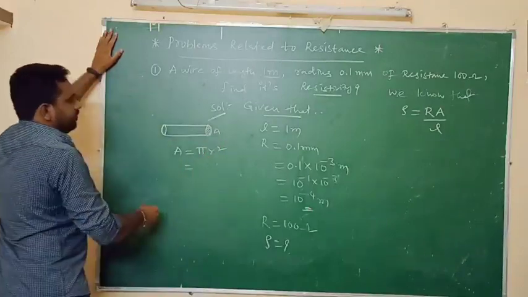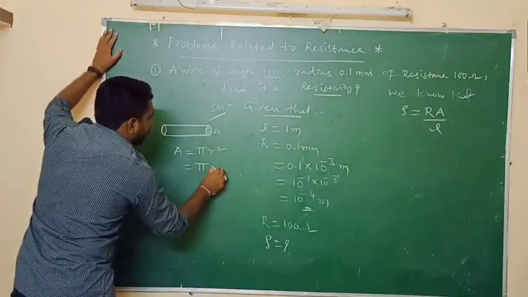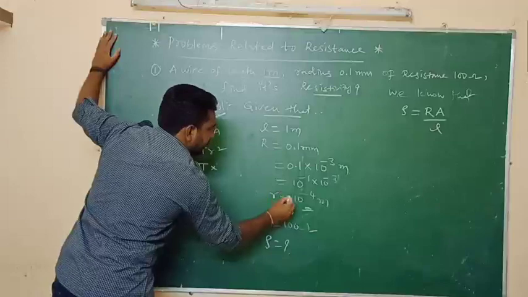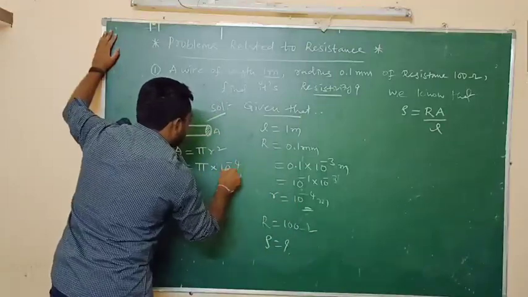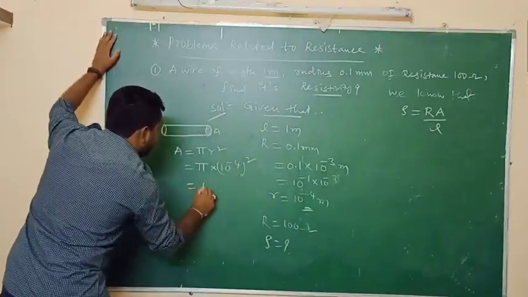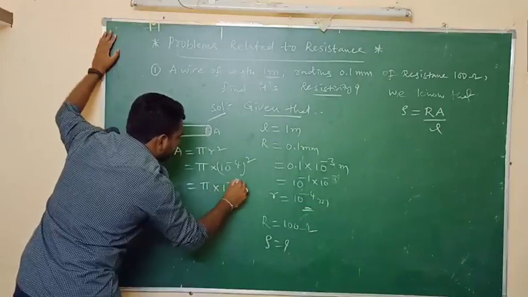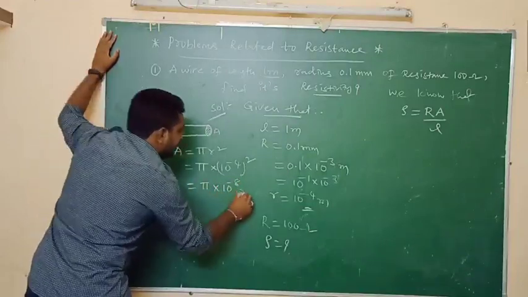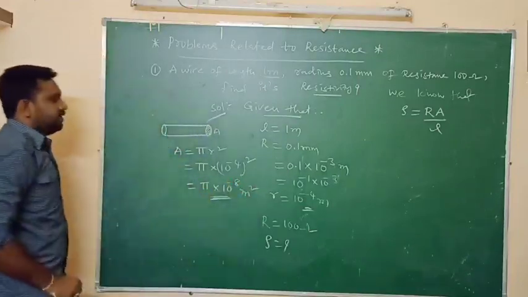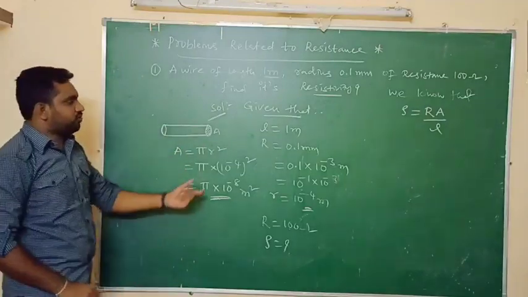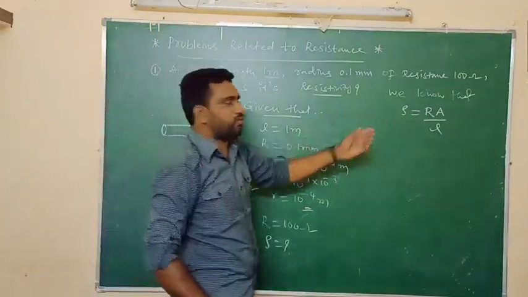Here pi, and what is the radius? Radius equal to 10 to the power of minus 4. Again square, what can we write? Pi into 10 to the power of minus 8 meter square. So that is the area. Now we have all the values. We just substitute all these values in the formula.